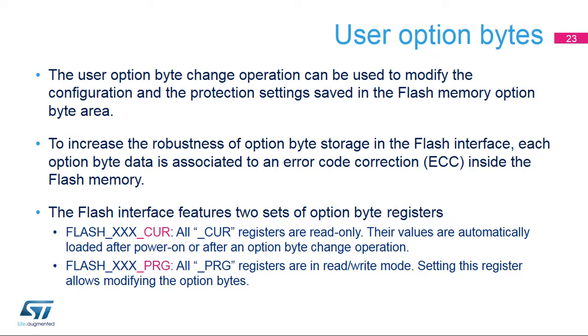The flash interface features two sets of option byte registers. The first register set contains the current values of the option bytes. Their names have the underscore CUR extension. All CUR registers are read-only. Their values are automatically loaded after power-on or after an option byte change operation. The second register set allows modifying the option bytes. Their names contain the PRG extension. All PRG registers can be accessed in read-write mode.